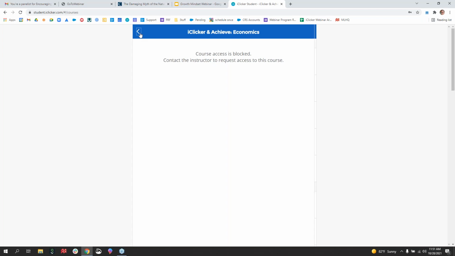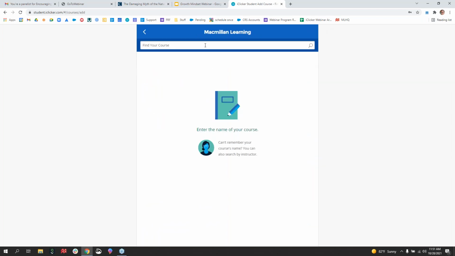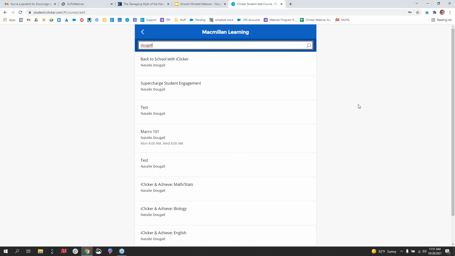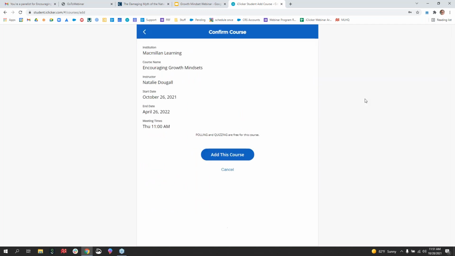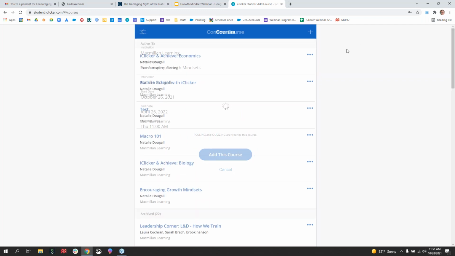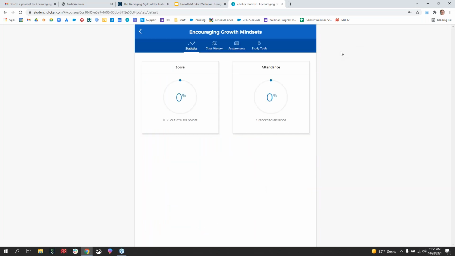Let's see how fast I can do this. I bet I can do this real fast. I can show you my class right now. There we go. So you can see how fast this process is. So if you have students who haven't gotten into iClicker that first time, it's really easy to have them do it in class. They don't have to do it outside of class.